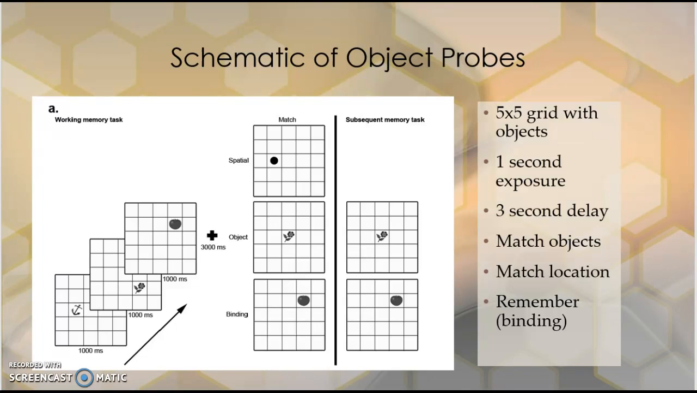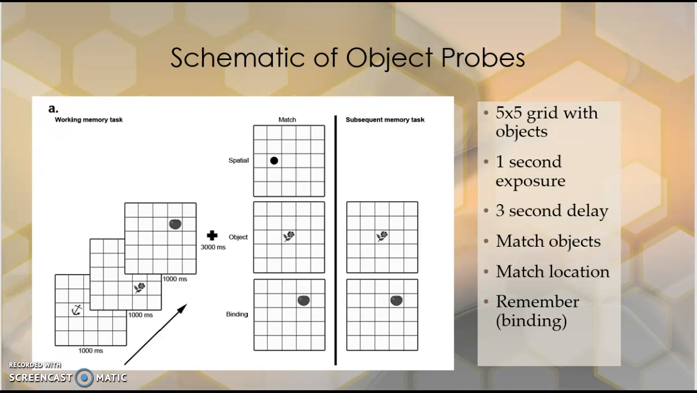In the case of the object condition, the symbol is placed in the center of the grid, and the participant then must decide if it was a match to the object presented in the trial. In the spatial condition, the object is a specifically located black dot, and in the binding condition, it is an object at the specific location.